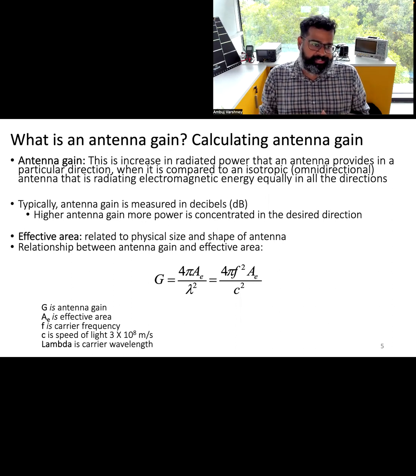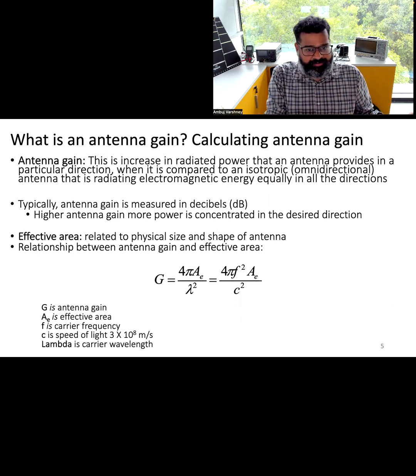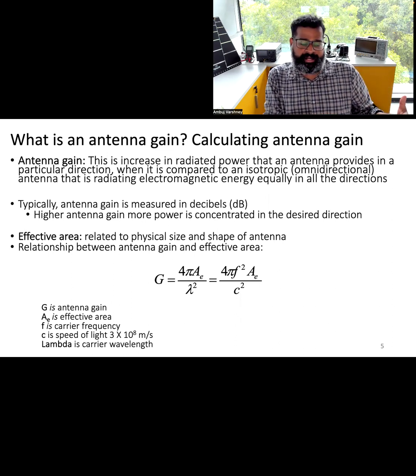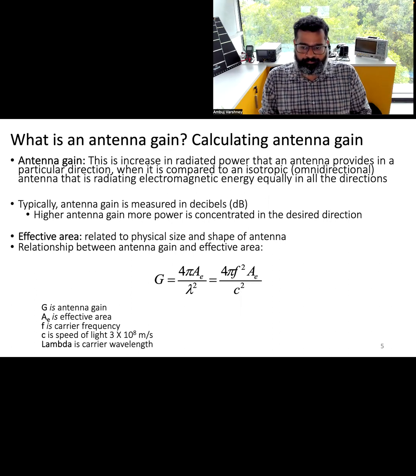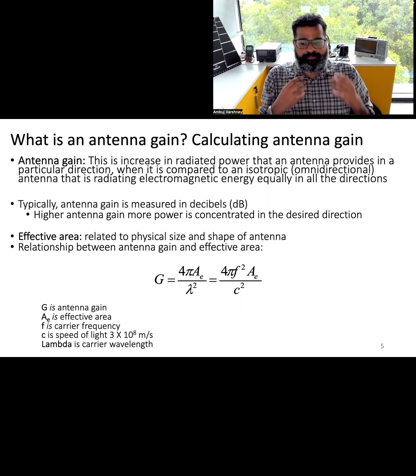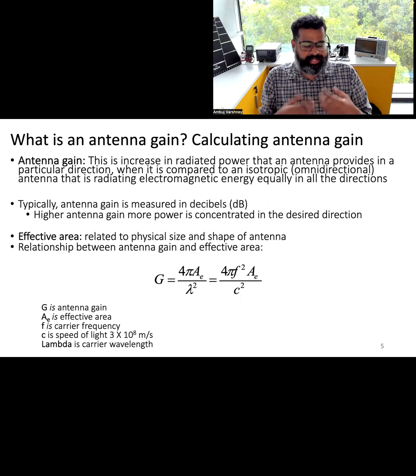In fact, many of the wireless devices that we have in our house, for example, a Wi-Fi router, usually have an omnidirectional antenna or an array of omnidirectional antennas because they want to maximize the radiation to reach every corner of the house. Typically, antenna gain is measured in a unit called decibels, or dB. And the higher the antenna gain, the more the electromagnetic energy is concentrated in a specific direction. In fact, some highly directional antenna arrays can have a gain as high as a few dB to tens of dB as well.